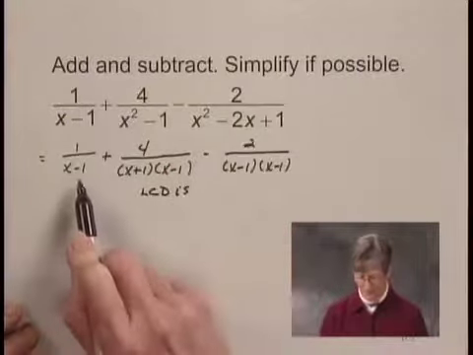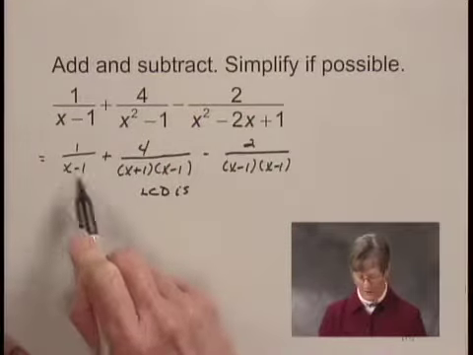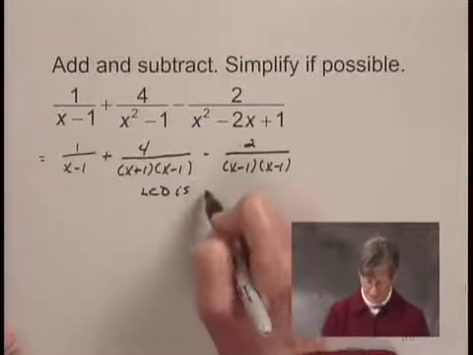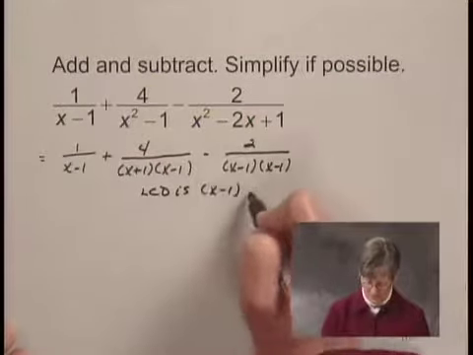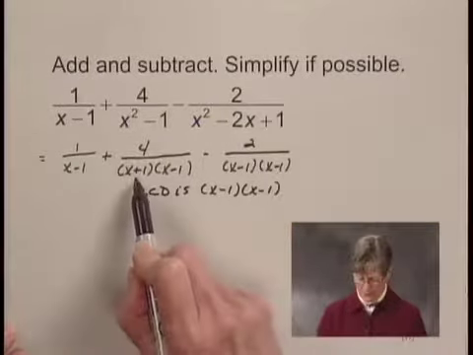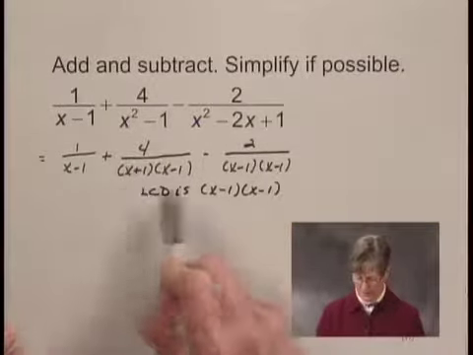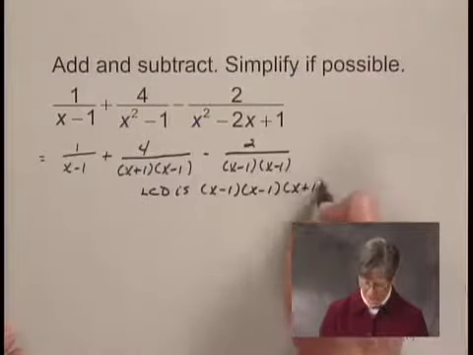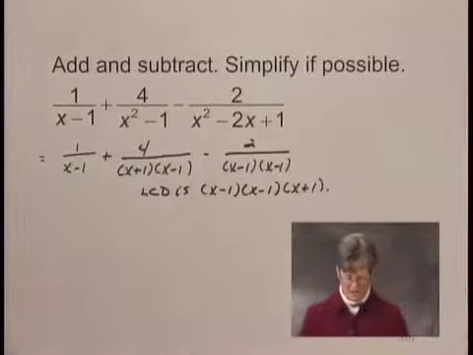And let's look at the factor of x minus 1. It occurs once here, and 2 times here. So it'll have to be in the least common denominator 2 times. So we'll have 2 factors of x minus 1. There's 1 factor of x plus 1 here, and it doesn't occur in either of the other denominators. So there would be 1 factor of x plus 1 in our least common denominator.